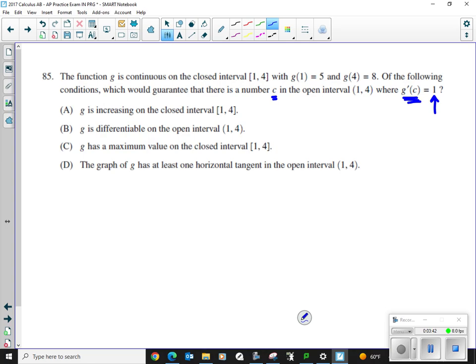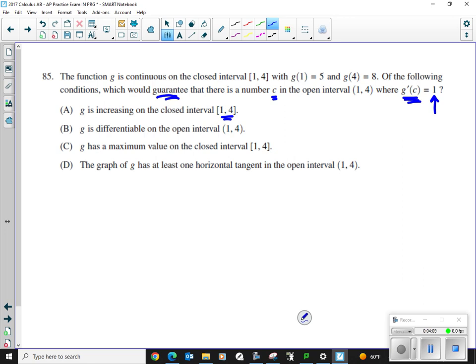What sticks out to me the most, because some of these problems can be a little bit confusing, but let's look at A. A says g is increasing on the closed interval. Just because it's increasing all the way from 1 to 4, does not guarantee that there is some value where it's equal to 1.